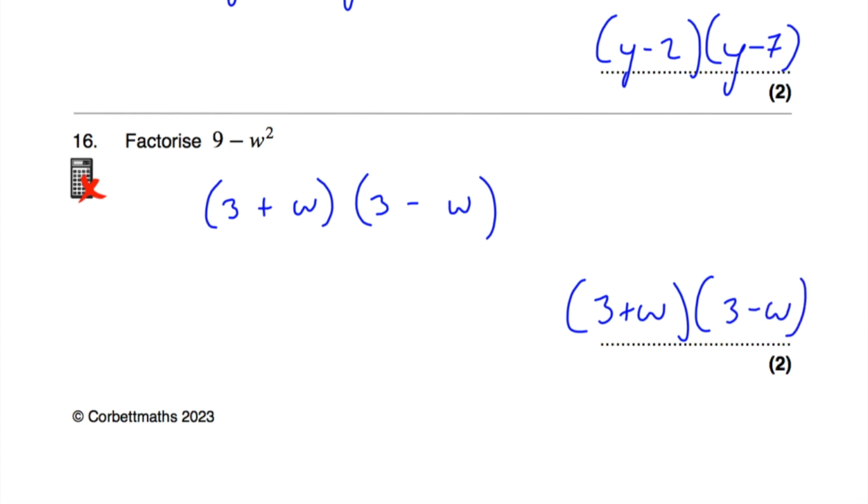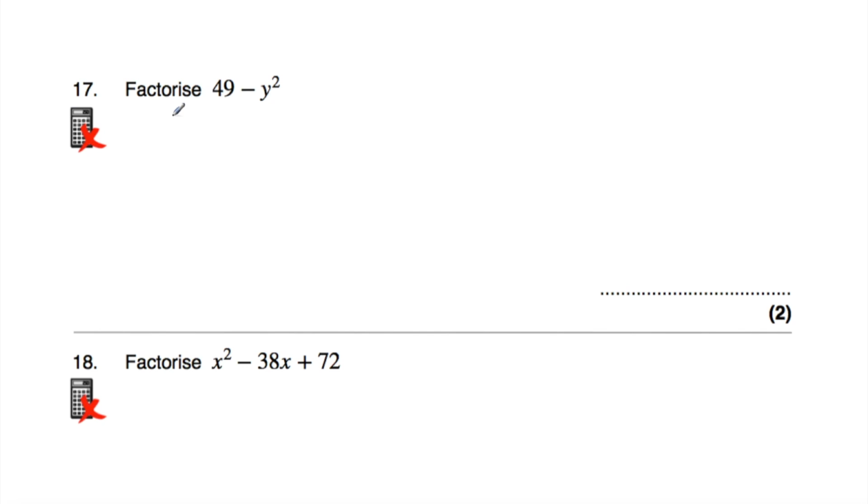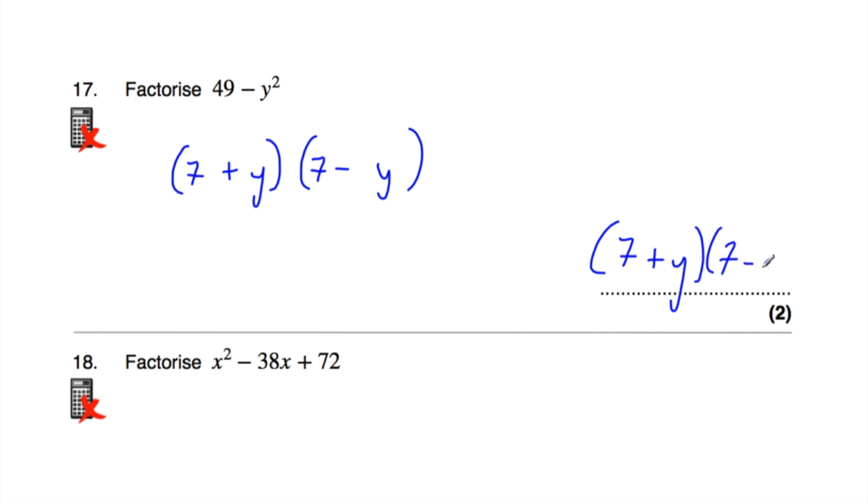Okay, let's have a look at our next question, question number 17. Question number 17, we've been asked to factorize 49 minus y squared. So again, it's a difference between two squareds question, so let's put our brackets down, so bracket, bracket, bracket, bracket, and the square root of 49 is 7, so let's put 7 at the front of both brackets, and then the square root of y squared is y, so put y at the end of both brackets, and then one with a plus sign and one with a minus sign, and if we expand our brackets, we'll get 49 minus y squared. So that means our answer will be 7 plus y, 7 minus y, and that's it.